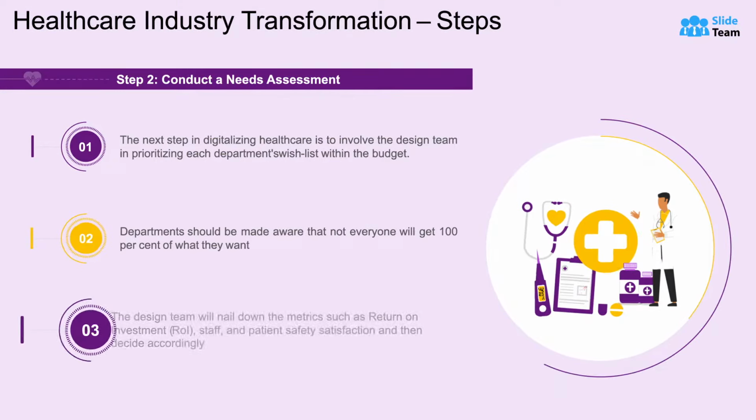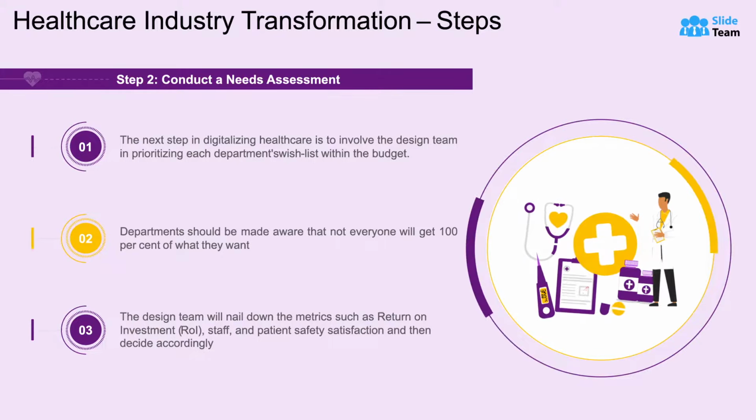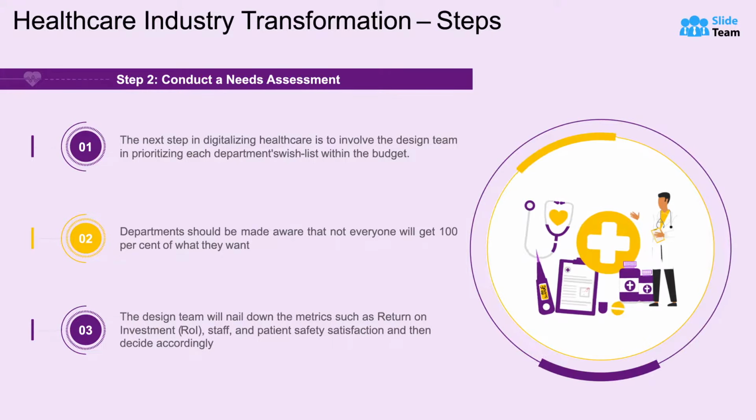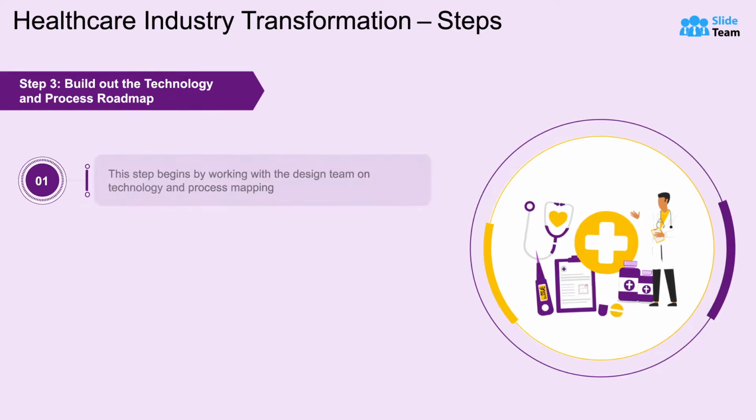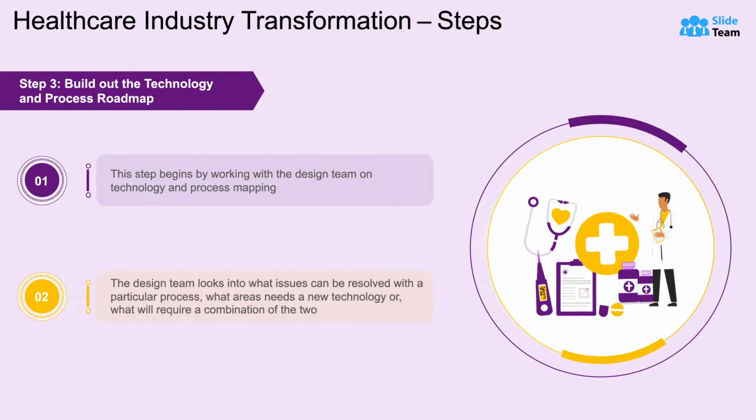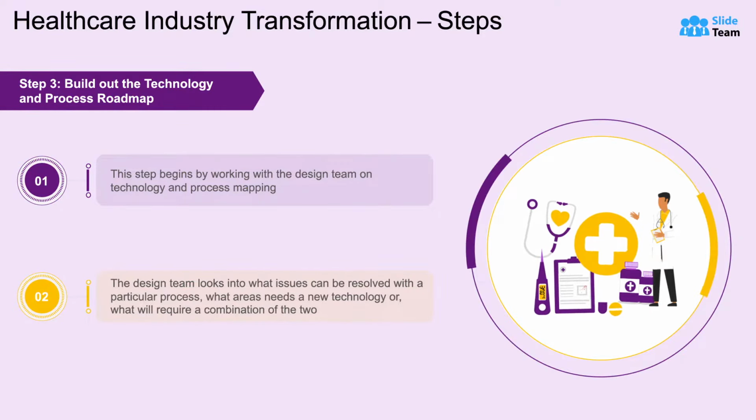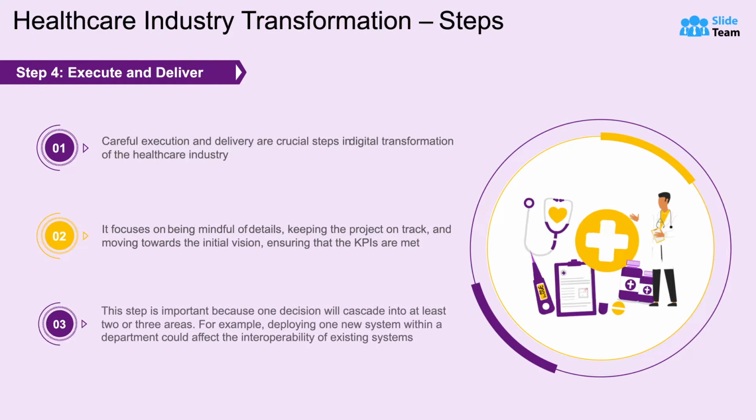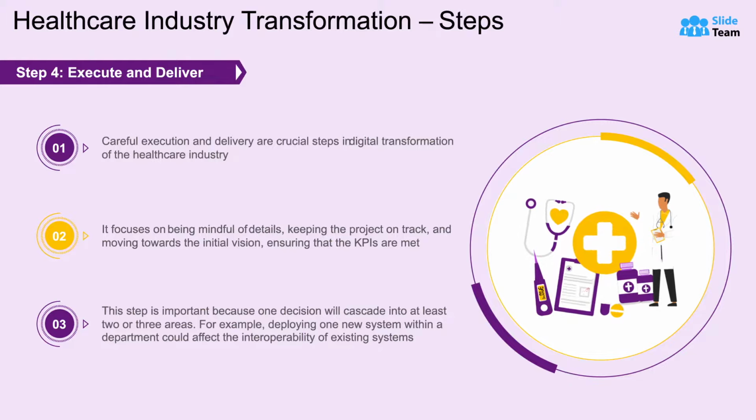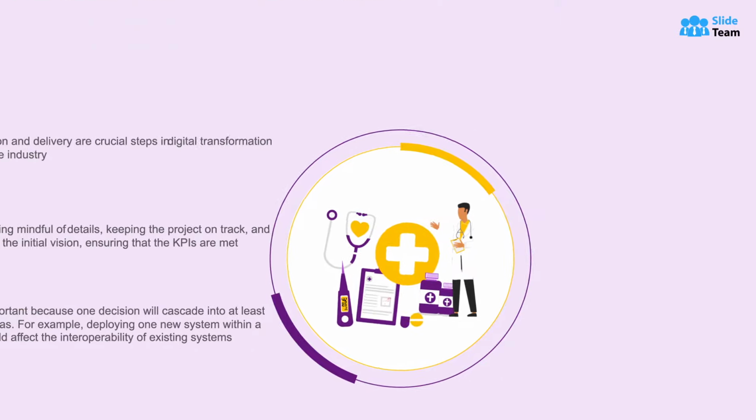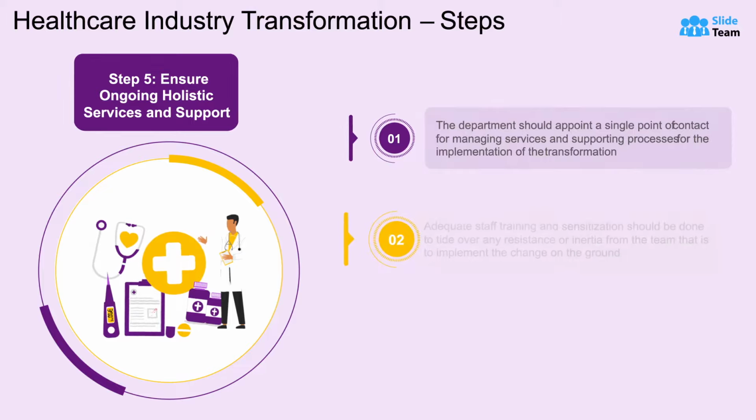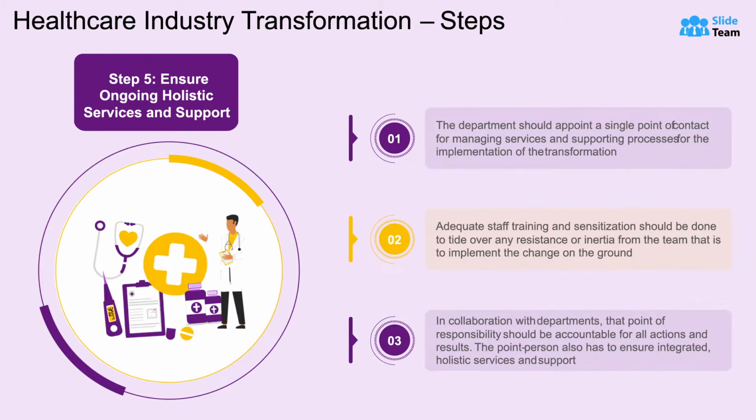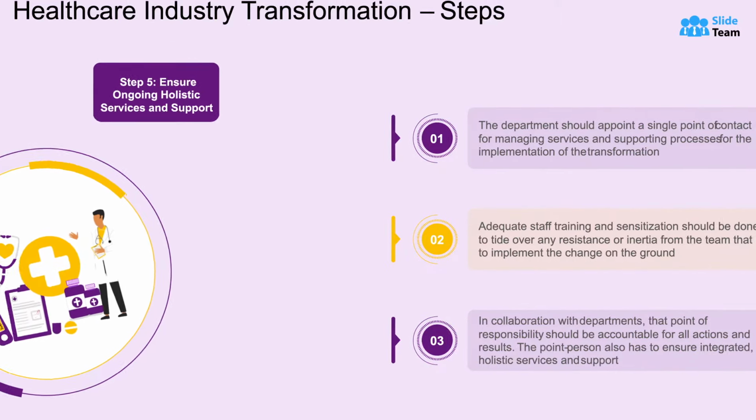Next, conduct a needs assessment to prioritize every department's wish list within a budget. The third step in digital transformation in healthcare is to work with the design team to build out a technology and process roadmap. With all this in place, careful execution of the project is next, in which you ensure that all KPIs are met. The last step in digital transformation of healthcare is to provide ongoing holistic services to patients.